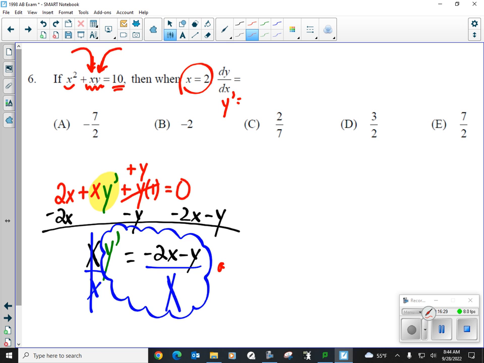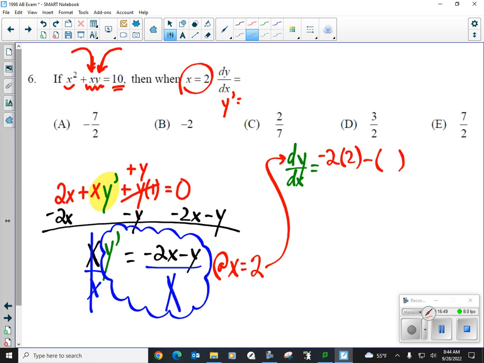I want this at x equals 2. Okay, so let's do that right here. So y prime, or dy/dx, equals negative 2x, x is just 2, minus, I don't know what y is yet, all over x, which is also still 2. I have x is 2, but I don't know what my y is.